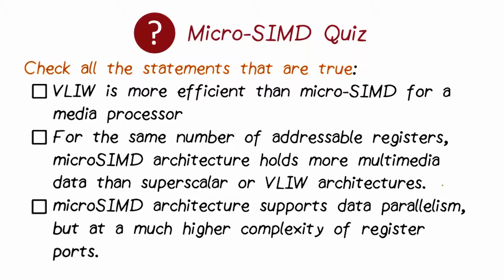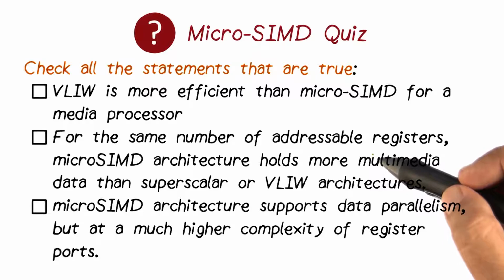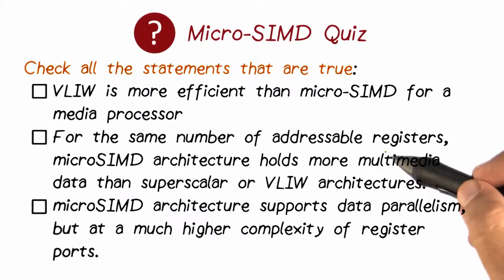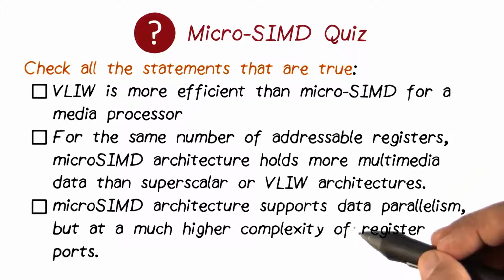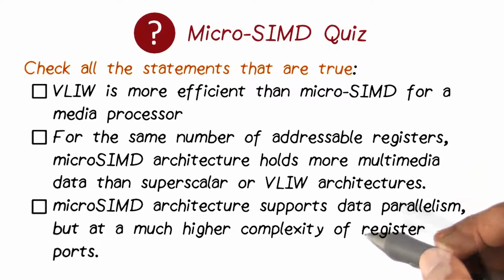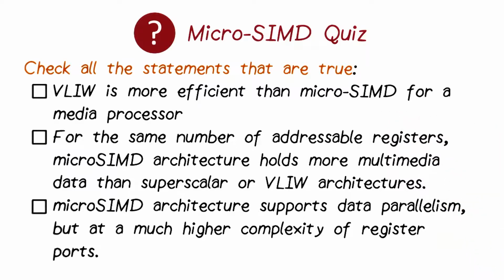Let us now check our knowledge about micro-SIMD and how it compares with the other processors such as VLIW. So here is a quiz. Please check all the statements that are true here. The first statement is VLIW is more efficient than micro-SIMD for media processors. The second statement is, for the same number of addressable registers, micro-SIMD architecture holds more multimedia data than superscalar or VLIW architectures do. And then the third statement is, micro-SIMD architecture supports data parallelism but at a much higher complexity of register ports. Please put your answers now, putting a check mark against the statements that are true.